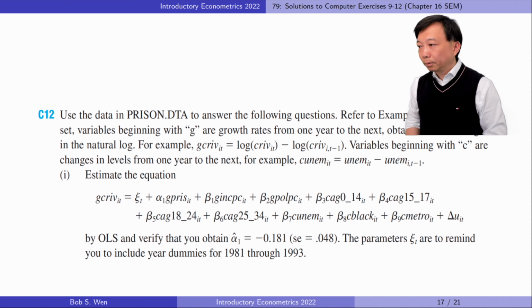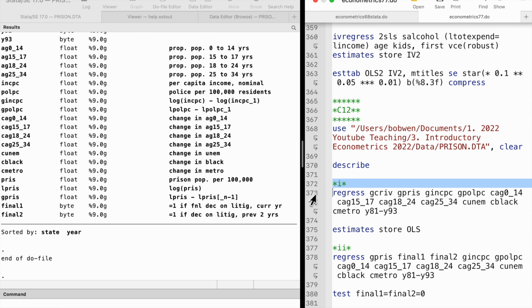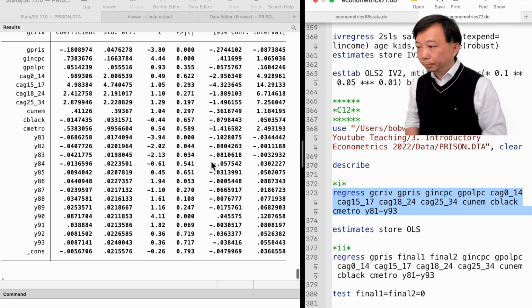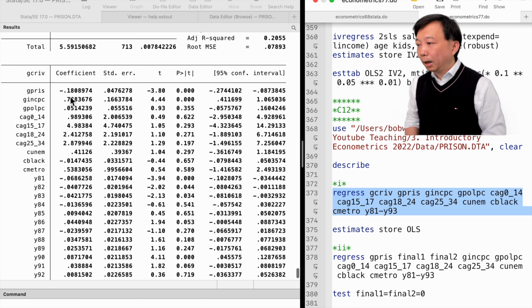In part 1, estimate the equation by OLS. Remember to include year dummies for 1981 through 1993. Here are the OLS estimates.